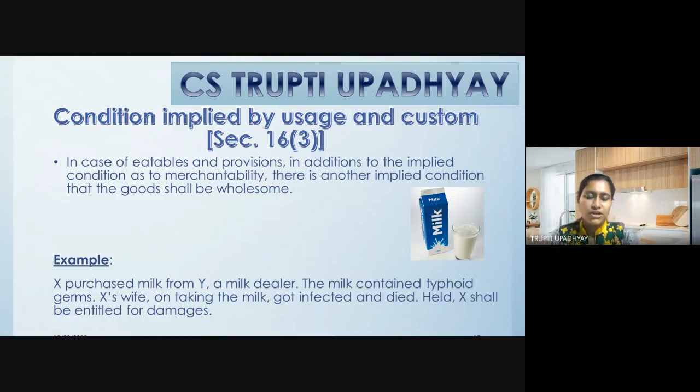So here, in this case, X purchased milk from Y, a milk dealer. The milk contained typhoid germs, and after consumption, X's wife got infected and died. It was held that X will be entitled to damages. So he may get the damages from the seller.